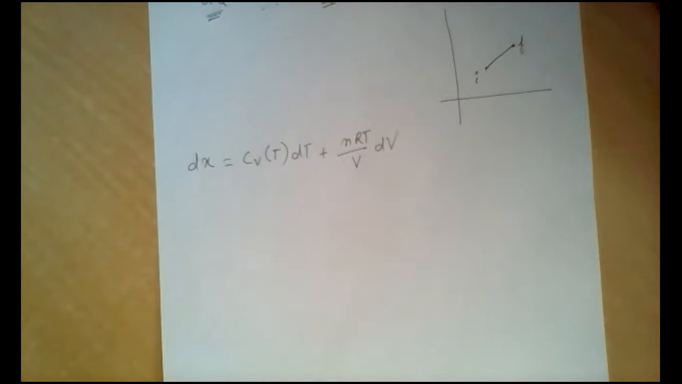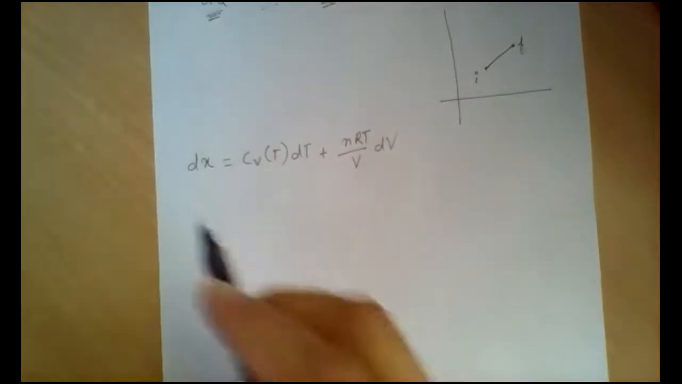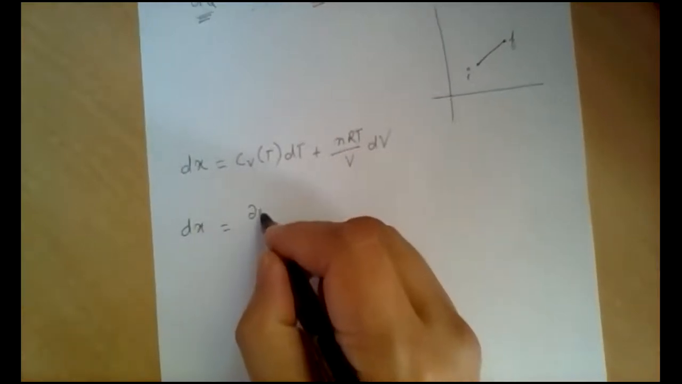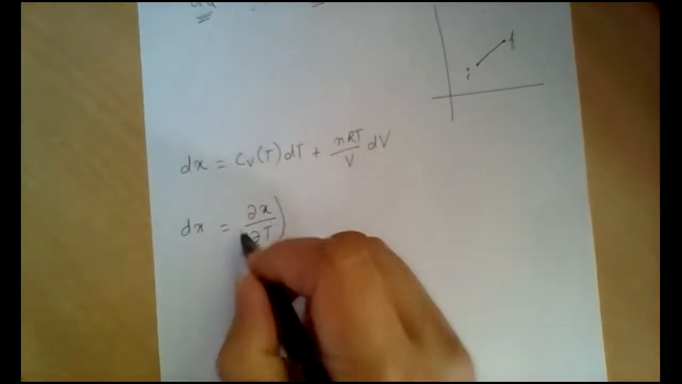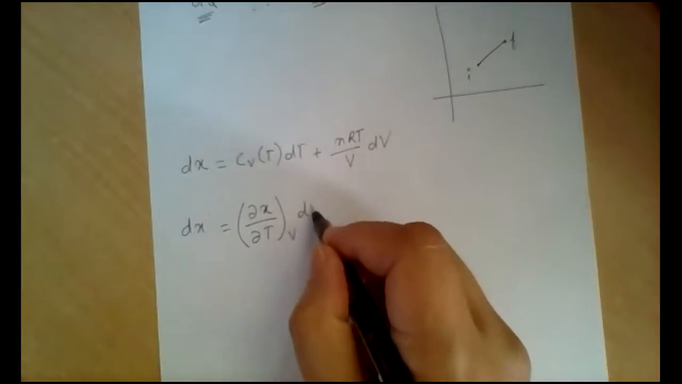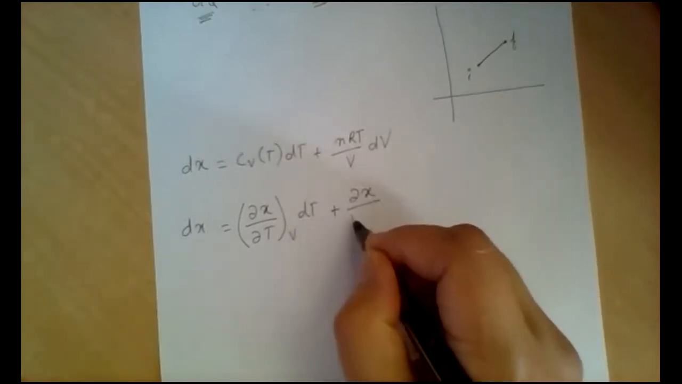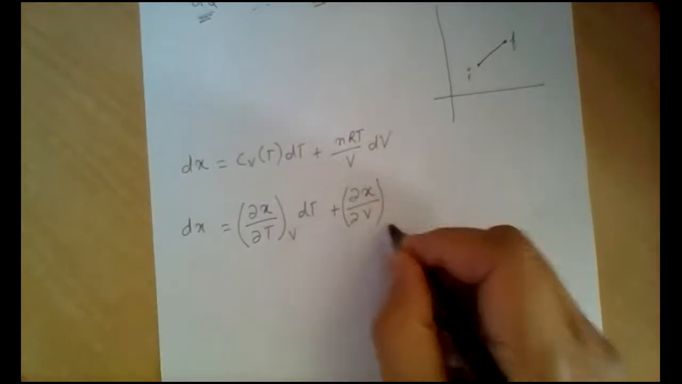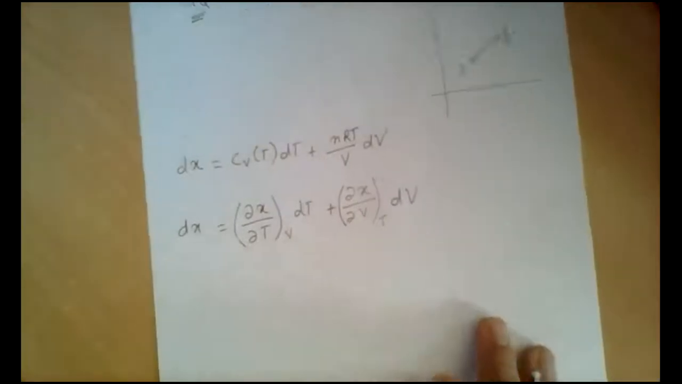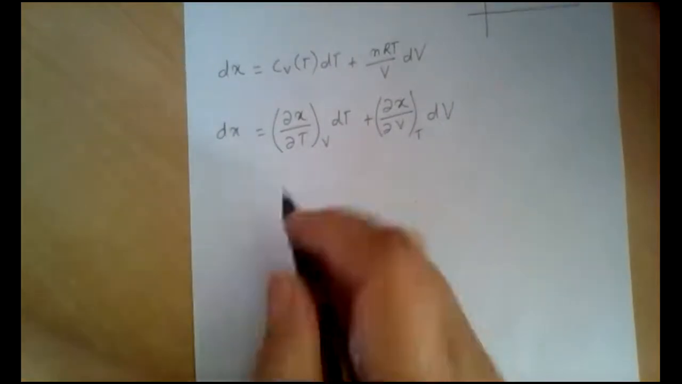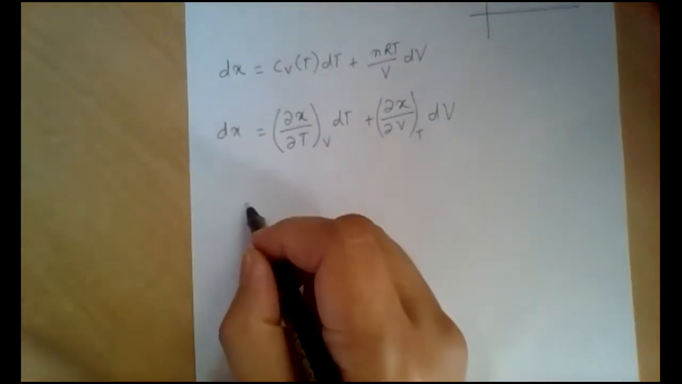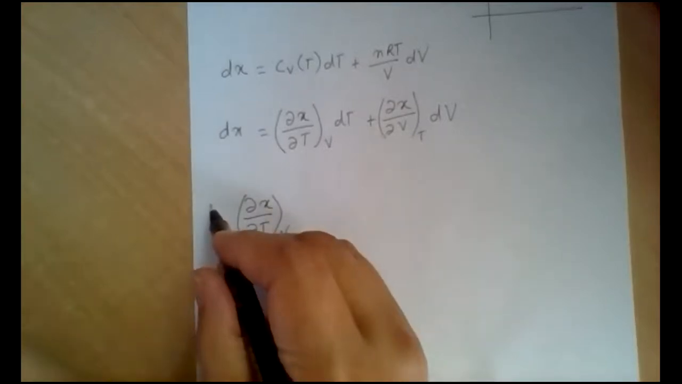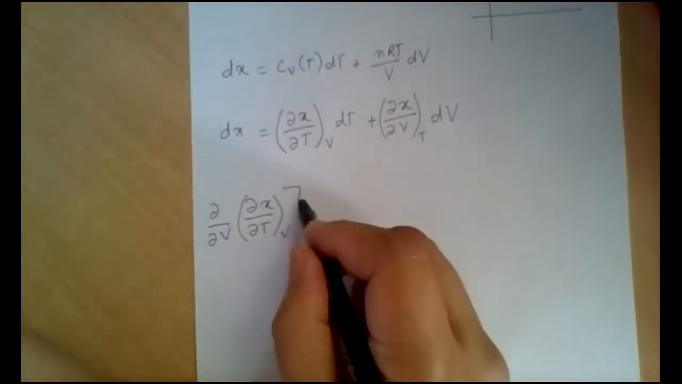Let us assume that this is an exact differential. So for an exact differential, dx should be written as del x by del T at constant V dT, plus del x by del V at constant T times dV. Now let us calculate the cross second derivatives. So del by del V at constant T of del x by del T at constant V.